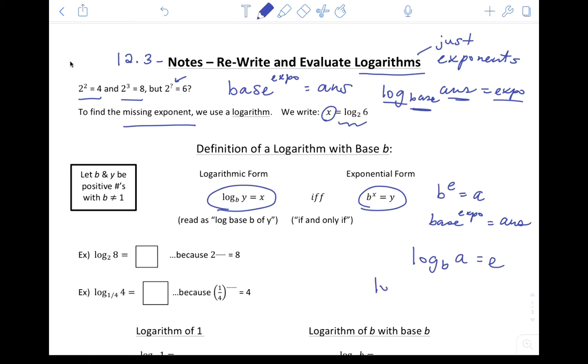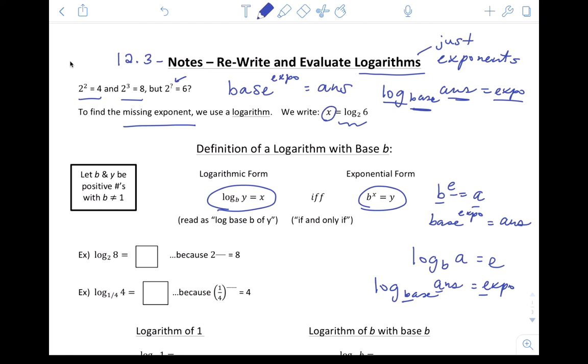So if log is bay, you have log of the base, whatever that number is, so log base b of the answer equals the exponent. Log is bay. Exponential is bia. We're going to be a bay.